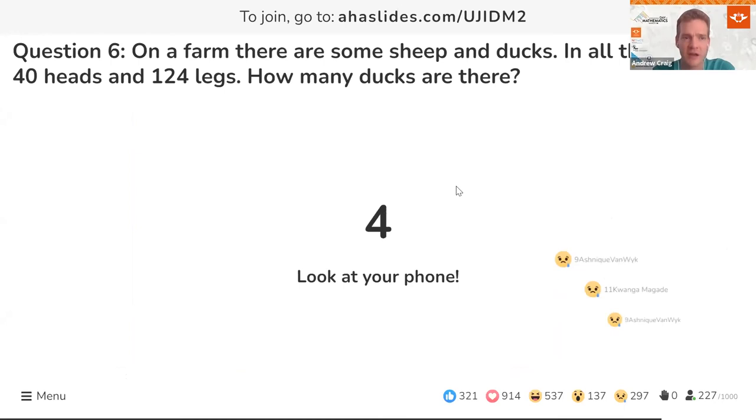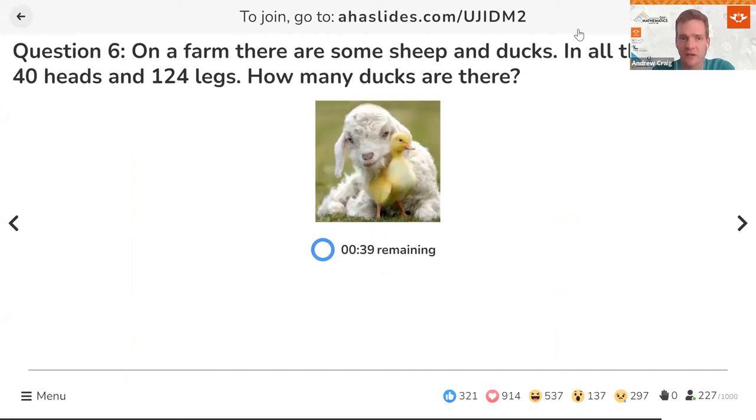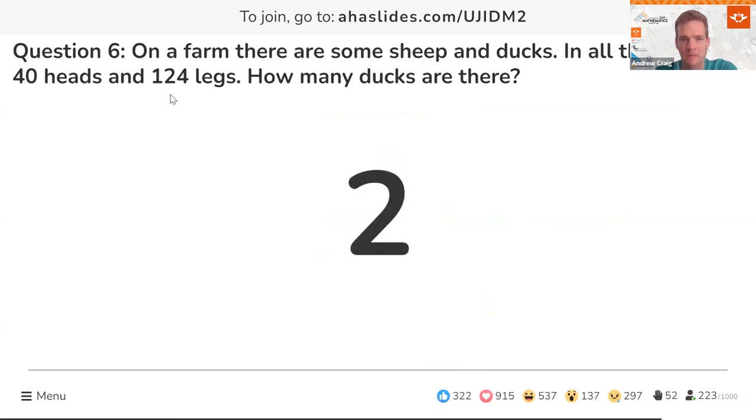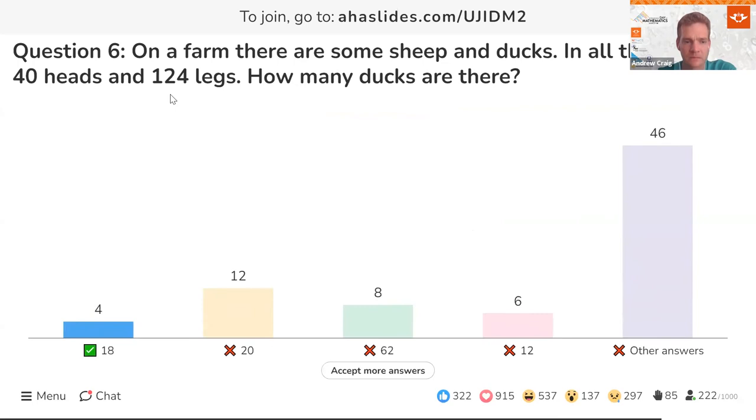The question says, on a farm, there are some sheep and ducks. In total, there are 40 heads and 124 legs. So there are sheep and ducks. There are 40 heads and 124 legs. And the question is, how many ducks are there? Ten seconds left. Okay, the correct answer there was 18 ducks.